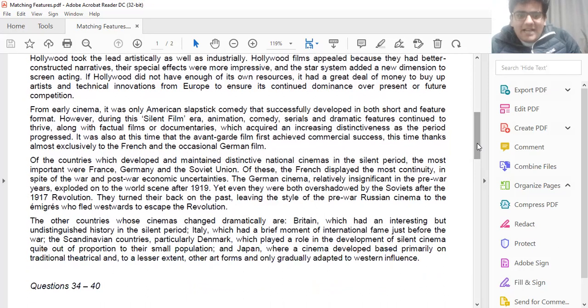Next paragraph. The other countries whose cinemas changed dramatically. What is the meaning of dramatically? Suddenly. They transformed by a big, big margin. Okay. They showed a considerable impact in the level of change. The other countries whose cinemas changed dramatically are Britain, which had an interesting but undistinguished history.